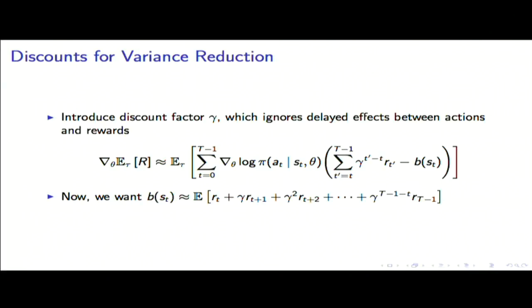Now when we want to introduce a baseline, we want it to be the expectation of the discounted sum of rewards rather than the undiscounted sum of rewards. Again, that's to make the term inside the parentheses have as small variance as possible. We want it to have as small magnitude as possible, so we want it to have mean 0. And that's why we're going to set the baseline to equal the discounted sum of rewards.